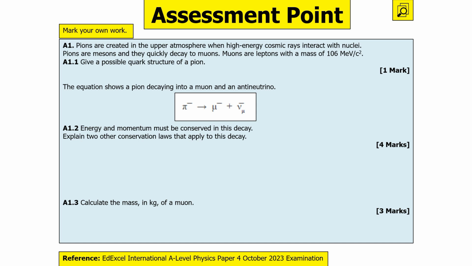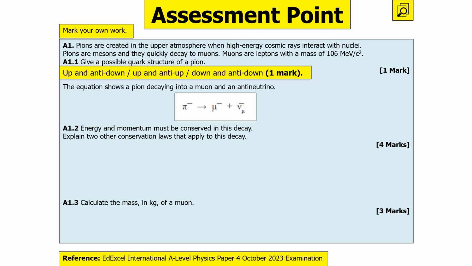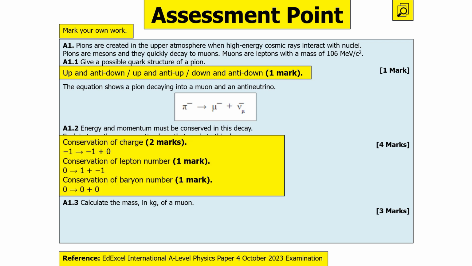Well, it's got to add up to either an integer of +1, -1 or 0. So you can have the up anti-down, up anti-up, or down anti-down. Now in this next one, you just got to top up those conservation laws, and the 3 you've got to remember are the conservation of charge, the conservation of lepton number, the conservation of baryon number.